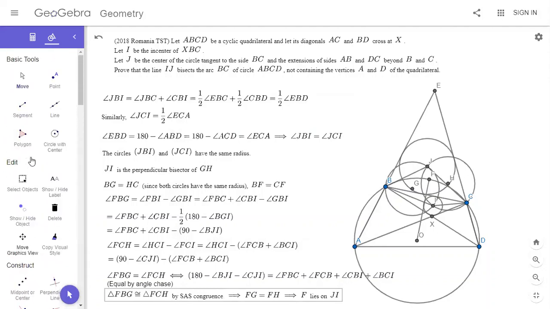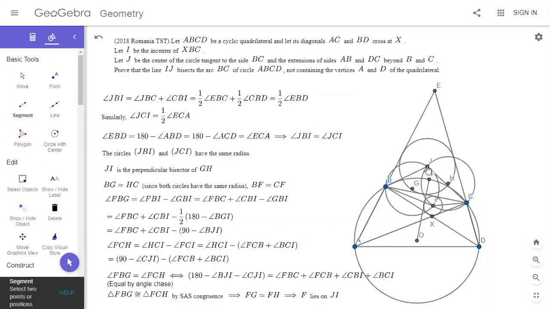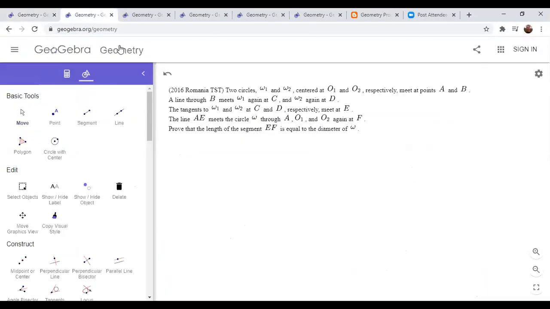Does that make sense to everyone? Yes. All right, sounds good. So let's move on to the next problem. I'm pretty happy we got through that.